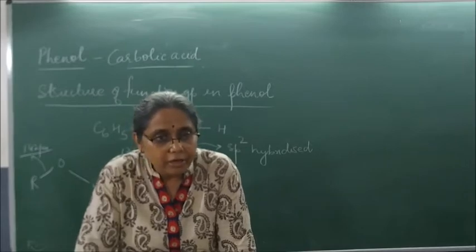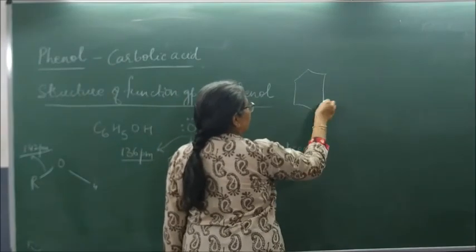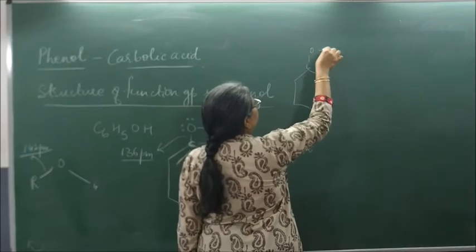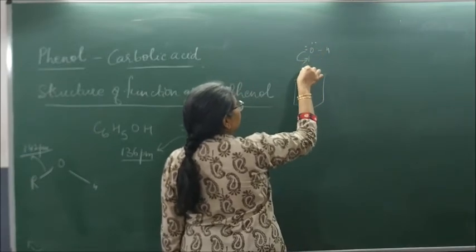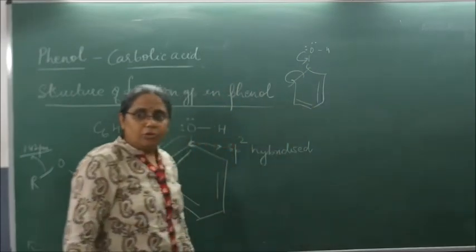First point clear? I'll explain here. You will get a double bond here. You have a C, you have an O, you have an H. When you transfer the lone pair of electrons, this gets a double bond and this bond breaks. This is how you show resonance.